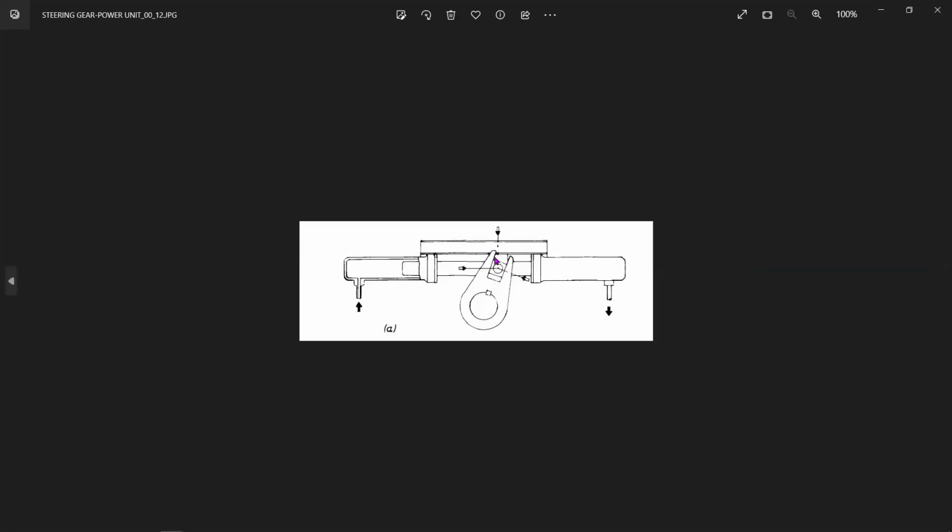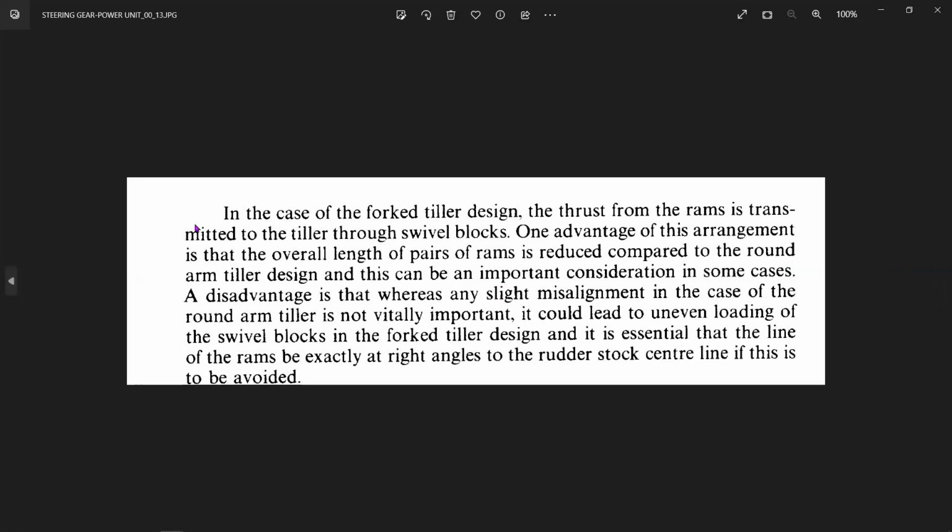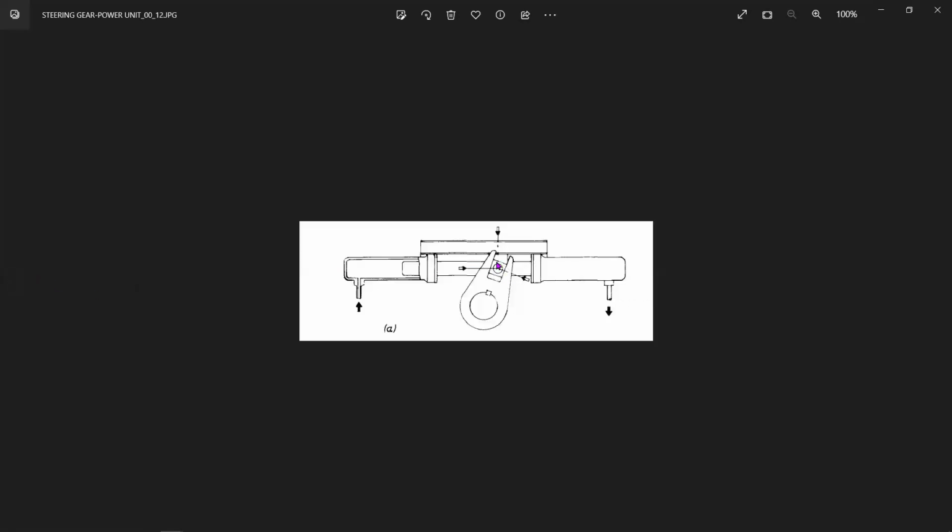There might be a hole in it to allow the central ram pin, and you've got that thing over there, and this is the entire tiller arm, which is now a forked design. So in the case of the forked tiller design, the thrust from the rams is transferred to the tiller through swivel blocks. These are swivel blocks, these square things. Let me show you a better diagram of this. Just give me a second.